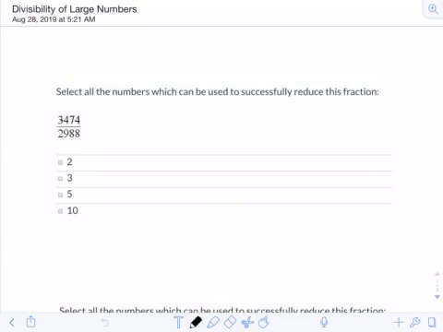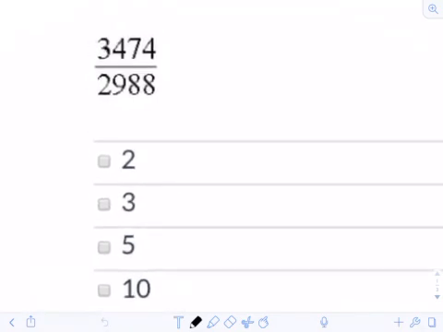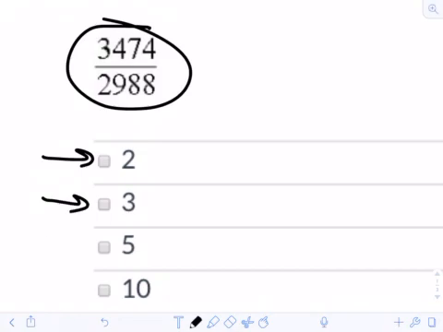Okay, so now here's what we do. Right now, what you're given is this mega fraction that looks way too hard to ever reduce, and you're mad at me, like, Mr. Schneider, why are you making me reduce this mega fraction? Well, good question. The reason why is because I'm not making you reduce the mega fraction. All I want to know is if 2 can go into it, 3, 5, or 10 can go into it. Okay? That's it. I don't want you to reduce it.